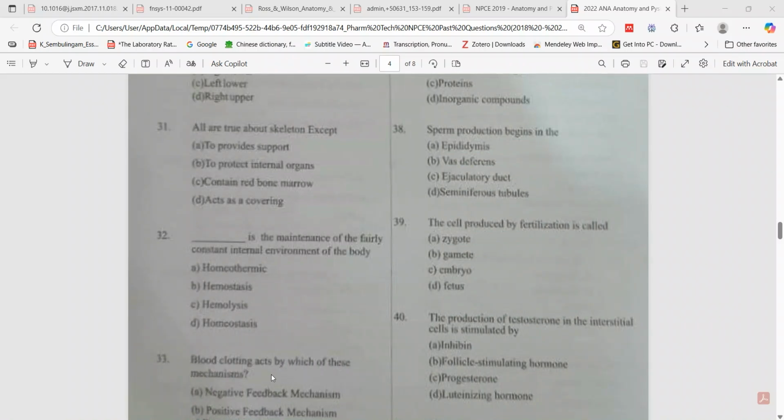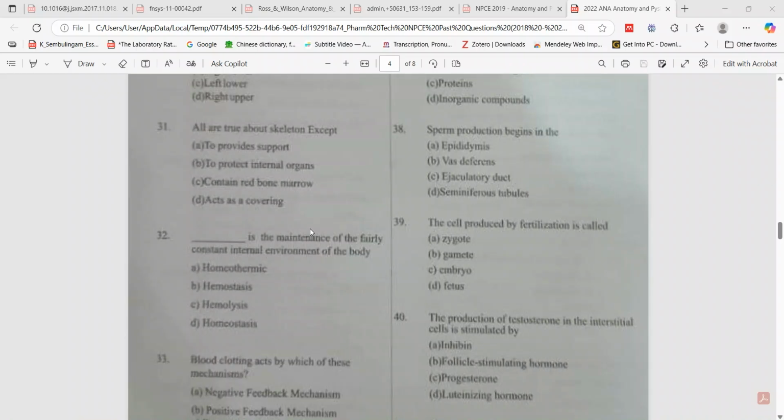All are true about the skeleton except: contain red bone marrow. But they do, don't they have red bone marrow? Normally, you need to find out. They have red bone marrow. I didn't only say yellow bone marrow. They have red bone marrow, and yes, they have it in the spinal bones.